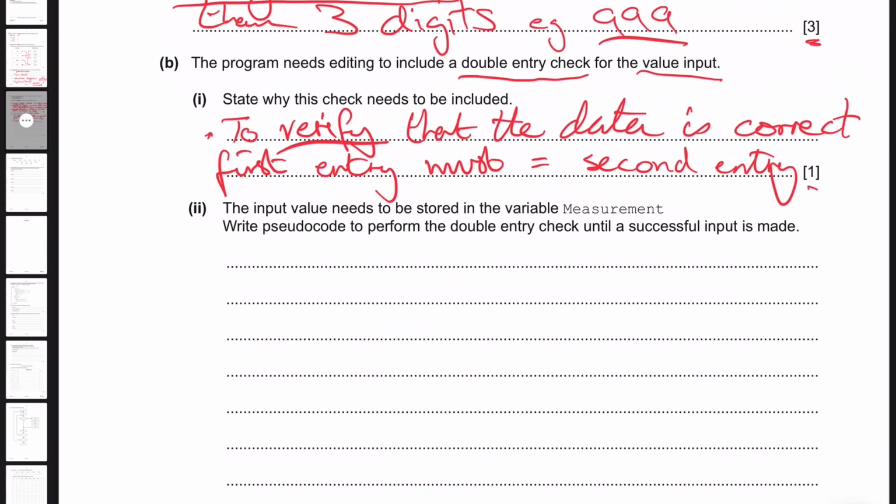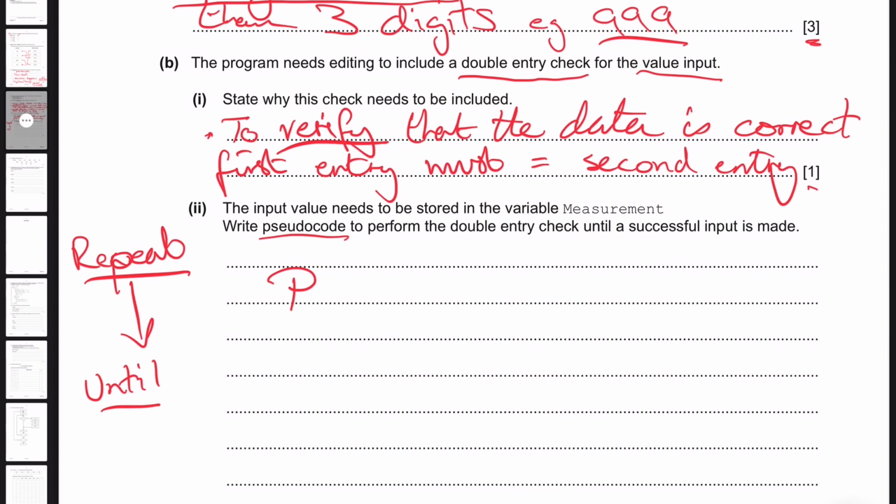The input value needs to be stored in a variable called measurement. Write pseudocode to perform the double entry check until a successful input is made. The best way to do this is to use something called a repeat until. So we're going to repeat something until. So what do we need to work out? We're going to repeat until.